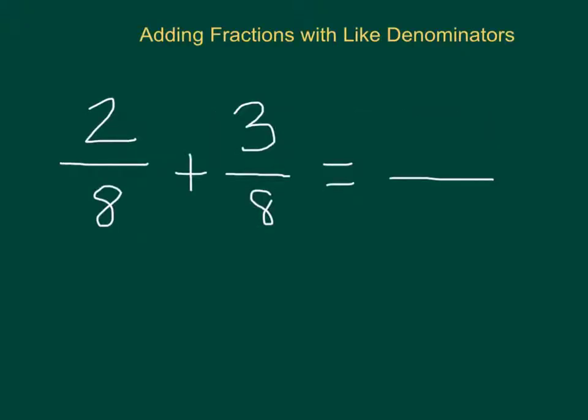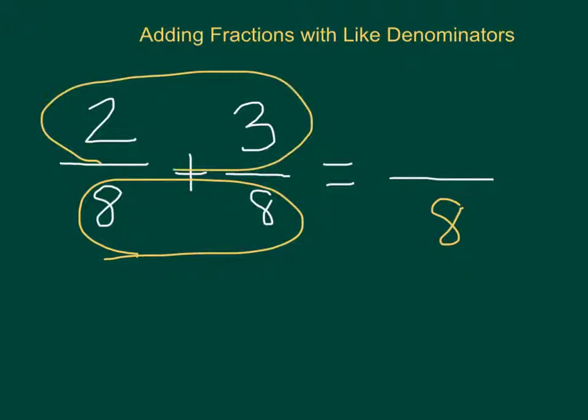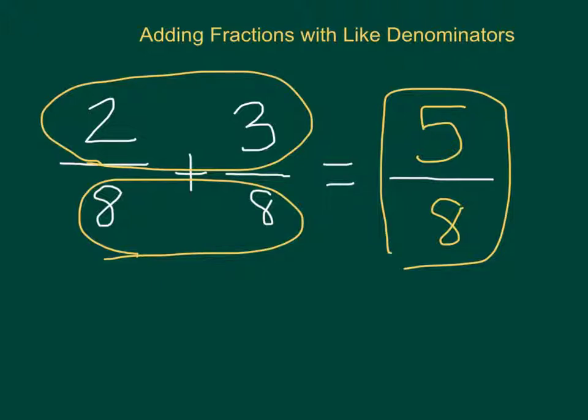When you're adding fractions with like denominators, your denominator is going to stay the same in your answer. So you can go ahead and move that right over. Then all you need to do is add the numerators. 2 plus 3 equals 5. Then you need to check to make sure whether or not the answer can be simplified or reduced. 5/8 cannot be reduced. Therefore, this is in its simplest form, and that's your answer.